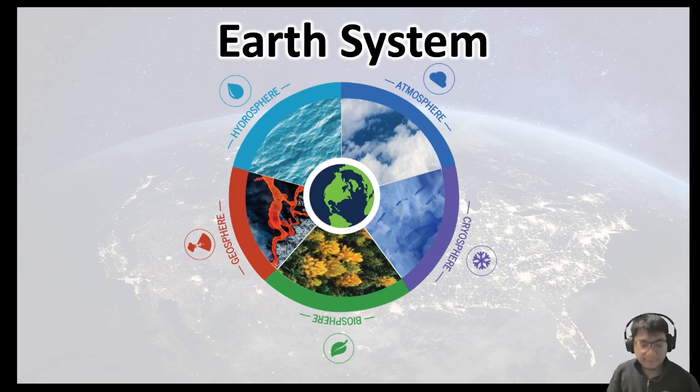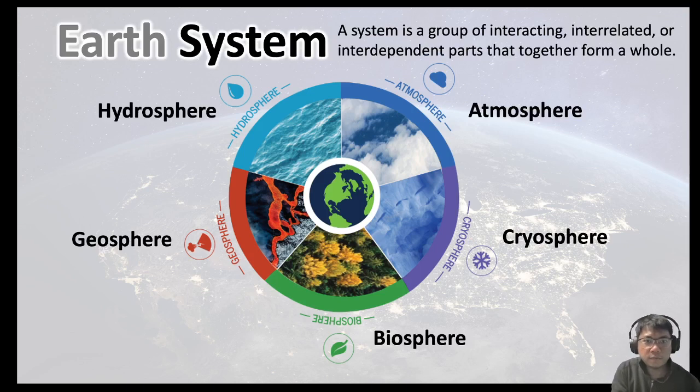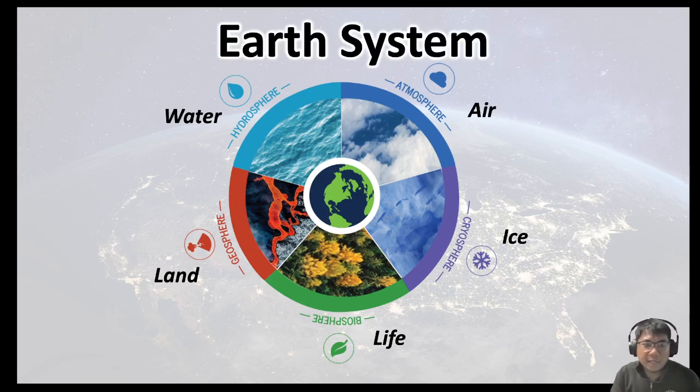We're going to be talking about the Earth system, and let's start with this word right here. Let's start with the word system. A system is a group of interacting, interrelated, or interdependent parts that together form a whole, which means that the system requires several elements in order for it to work. And in our case, the Earth system consists of these 4 to 5 elements.